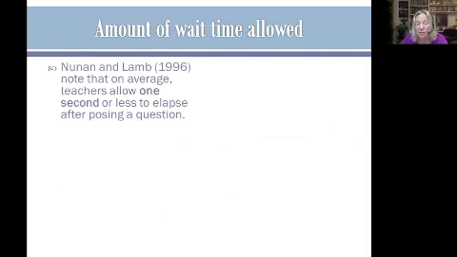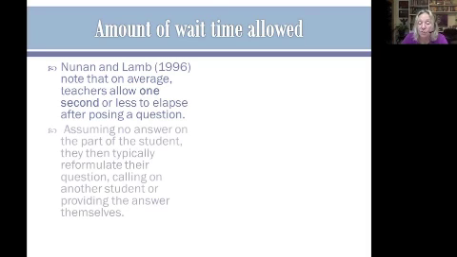Here's what research tells us. So Noonan and Lamb in 1996 studied wait time in a large number of classes. And what they found is that on the average, teachers allowed 1 second between asking the question and getting the answer. If say student A didn't answer the question, they moved on to student B within 1 second, okay? Now, is that good or bad? According to the researchers, this isn't an optimal thing to do in the classroom. It's not really good classroom practice.